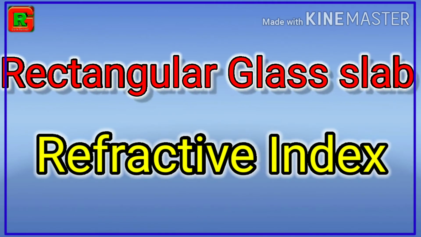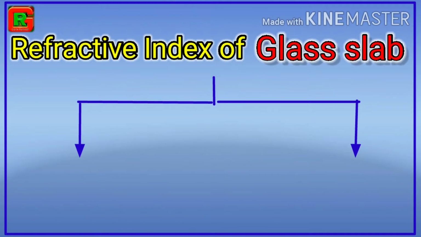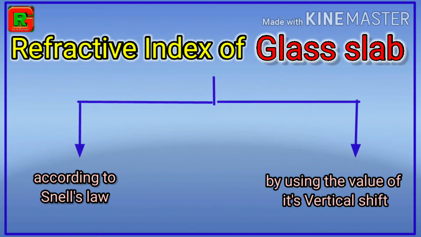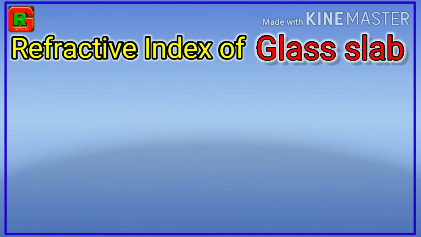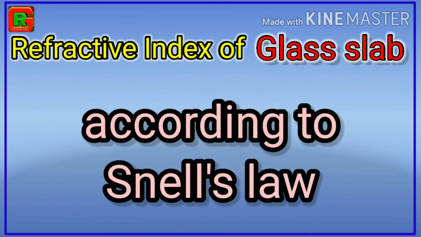In this video, we are going to learn about the value of refractive index of the rectangular glass slab. We can find the value of refractive index of glass slab in two methods. The first one is according to Snell's law and the second one is by using the value of its vertical shift. Now let us find the value of refractive index of glass slab according to Snell's law.